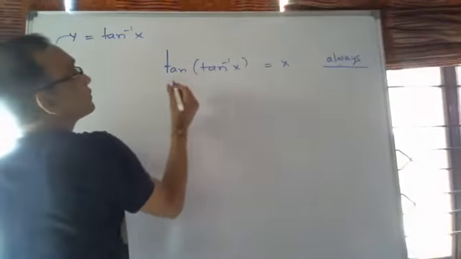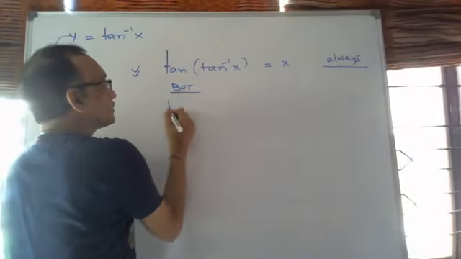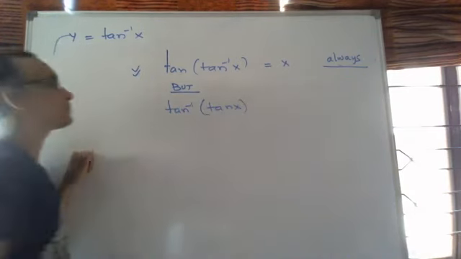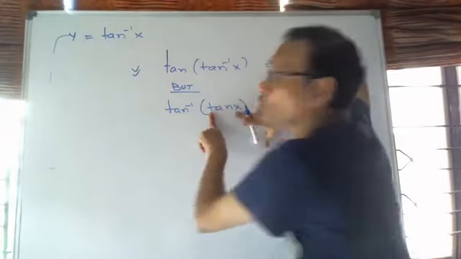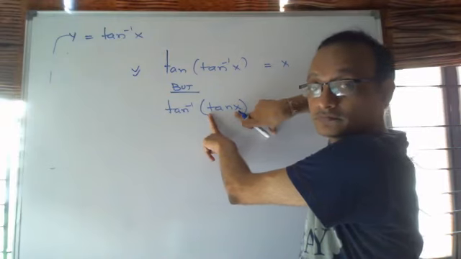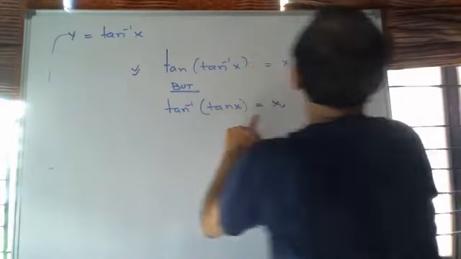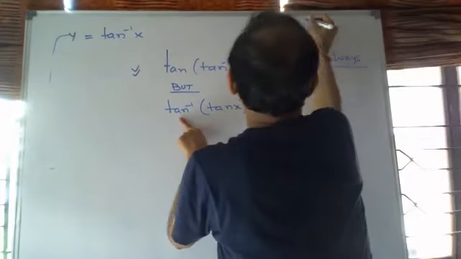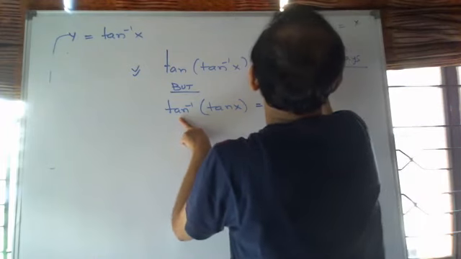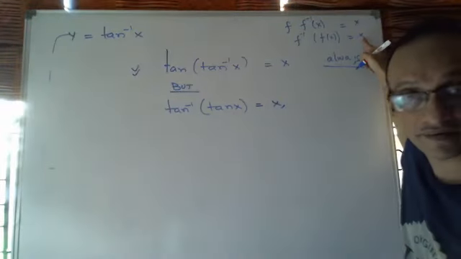But tan inverse tan x: the output of this should always lie in the interval minus pi by 2 to plus pi by 2. See, in general, f of f inverse x is x. In general, f inverse f x is x. But इसमें important thing क्या है? ये x should belong to the domain.